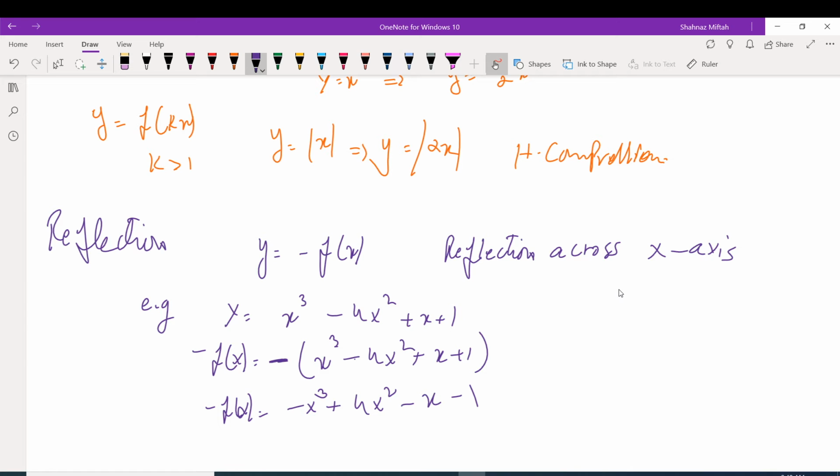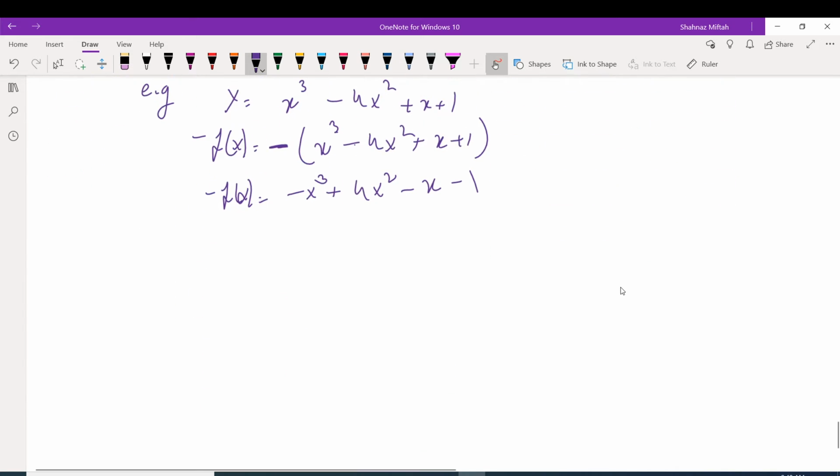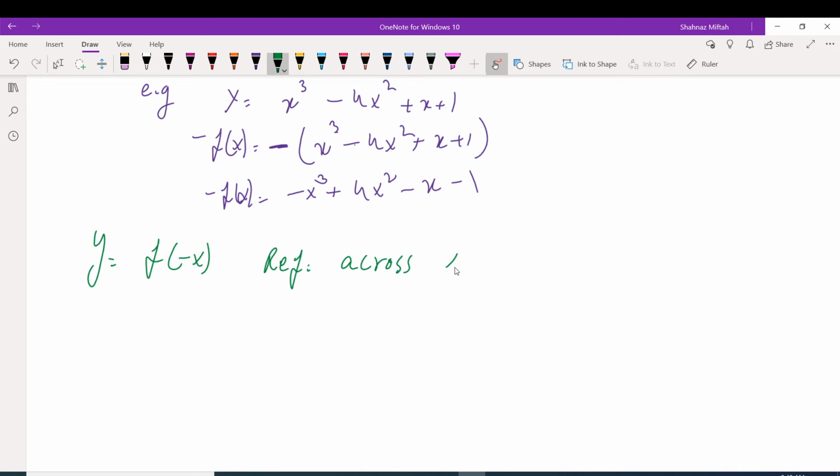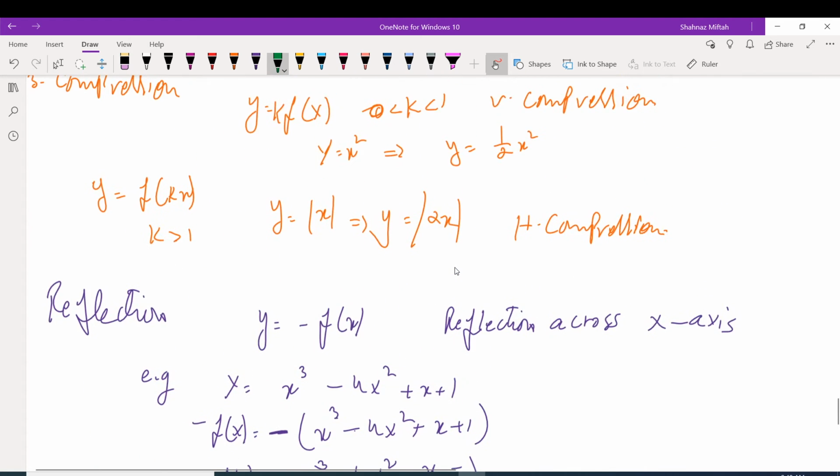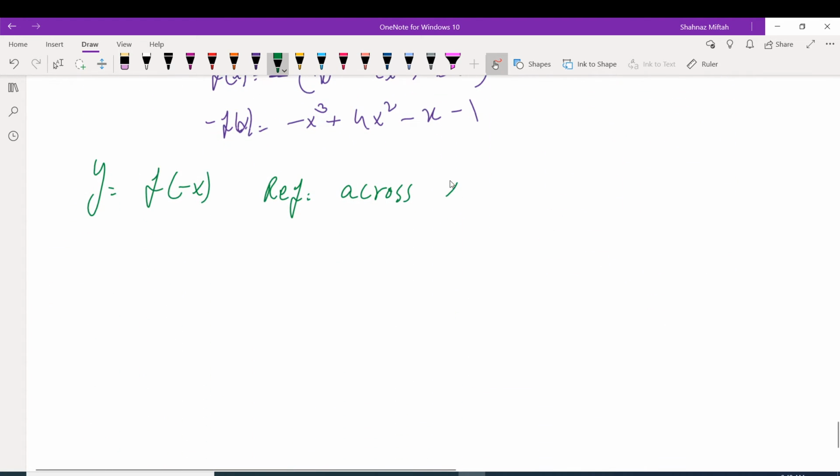Okay, let's talk about reflection across the y-axis. For the y-axis, we have y equals f of negative x. The previous one was the x-axis, so this is the y-axis.